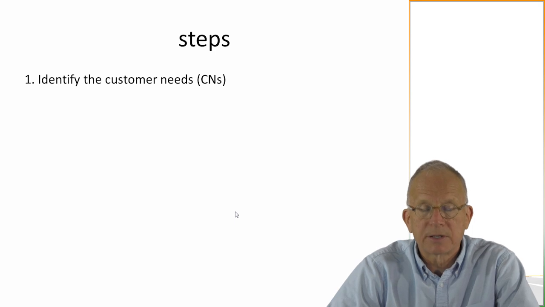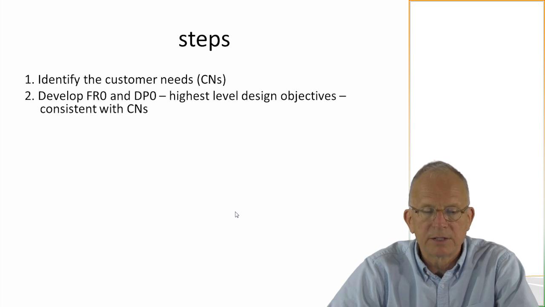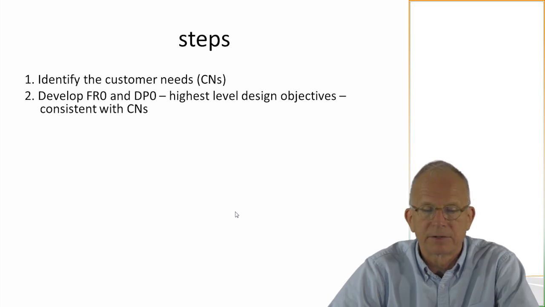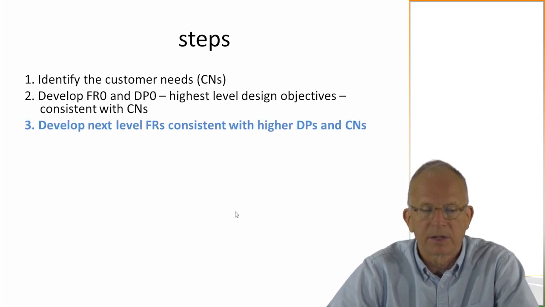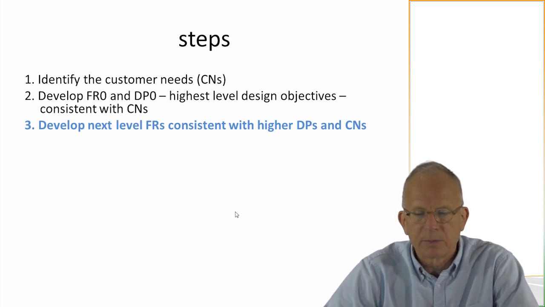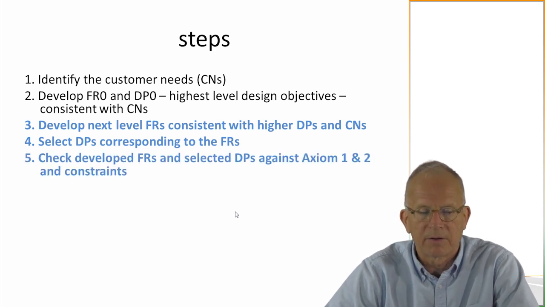So the steps in a decomposition would be first to identify the customer needs, develop an FR0 and a DP0, the highest level design objectives consistent with the customer needs, develop the next level FRs consistent with the higher DPs, since we've already chosen a DP0, that puts constraints on this, and the customer needs. Then select the DPs corresponding to the FRs.